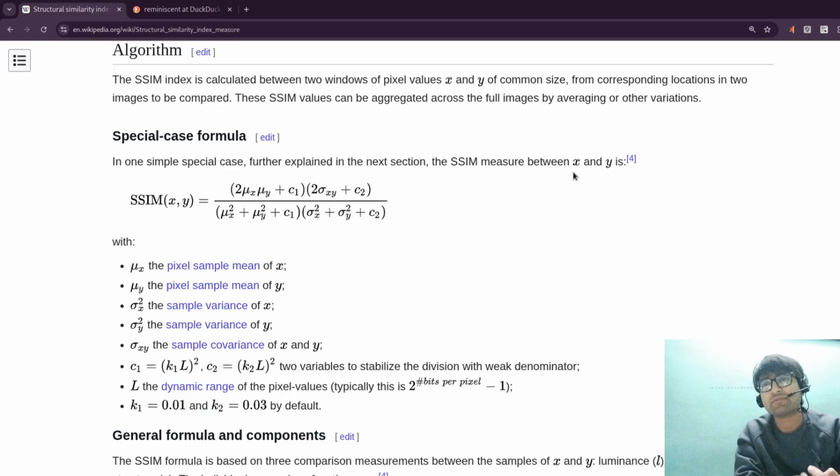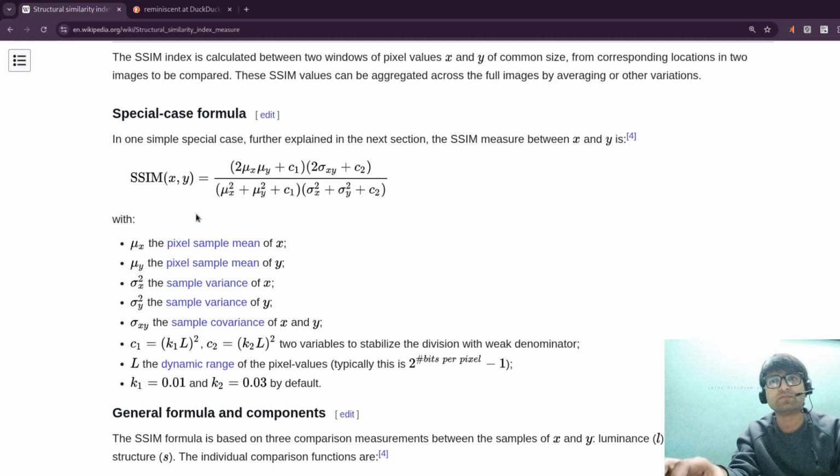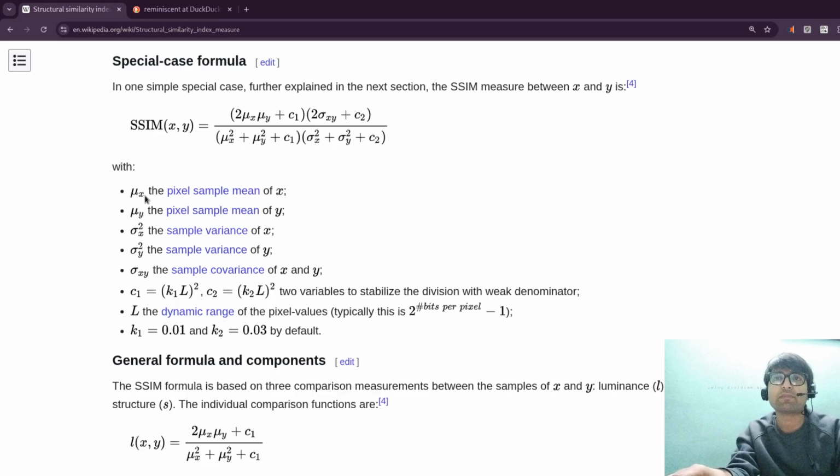x is one image, y is another image, and y is the target image with which x is being compared. The formula is (2 mu x mu y plus c1)(2 sigma xy plus c2) divided by (mu x square plus mu y square plus c1)(sigma x square plus sigma y square plus c2), where mu x is the pixel sample mean of x, mu y is the pixel sample mean of y.